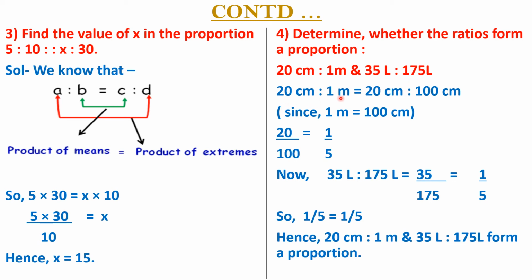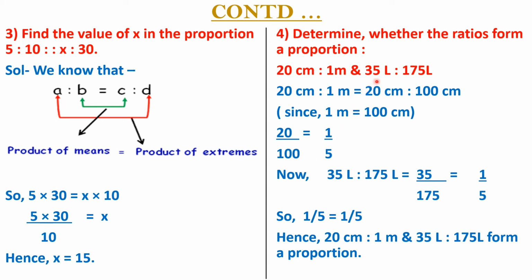20 cm is to 1 meter. As we know, we can compare quantities of the same kind with the same units. In this ratio, it has two different units, centimeter and meter. So convert meter into centimeter. Since 1 meter equals 100 cm, we can write 20 cm is to 1 meter as 20 cm is to 100 cm, which is equal to 20 by 100, which when reduced to lowest terms gives 1 by 5.